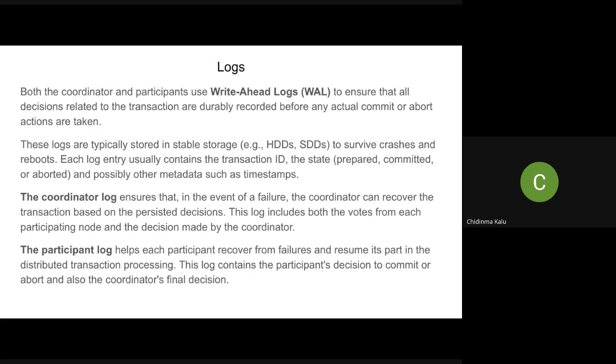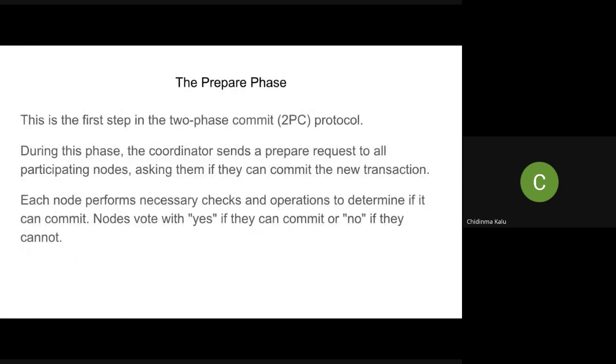The participant log also contains the participant's decision to commit or abort, and also the coordinator's final decision. So yeah, back to the phases. The prepare phase is the first step. During this phase, the coordinator sends a prepare request to all the participating nodes, asking them, hey, can you commit this new transaction? Right? And basically what happens is locally, every single participating node does the necessary checks.